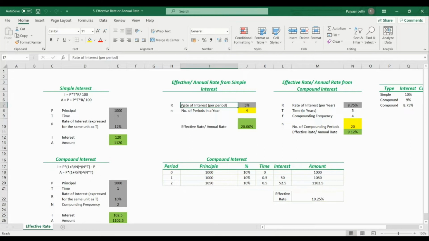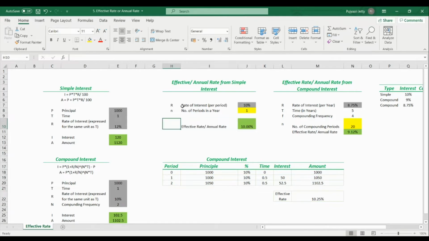It is already given in annual rate. For example, if someone gives you a loan on simple interest, they'll tell you the rate of interest is 9 percentage per year, 10 percentage per year on a per year basis. So that directly is equal to your annual rate. Let's say it's 10 percentage per year, then it's 10 percentage for 1 year. So its annual rate is also 10 percentage.